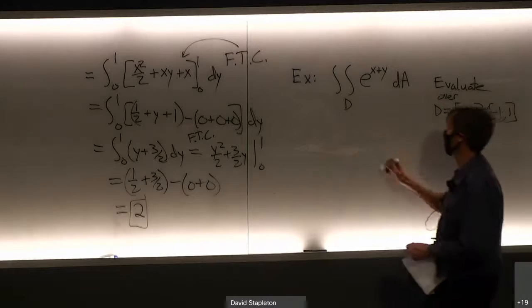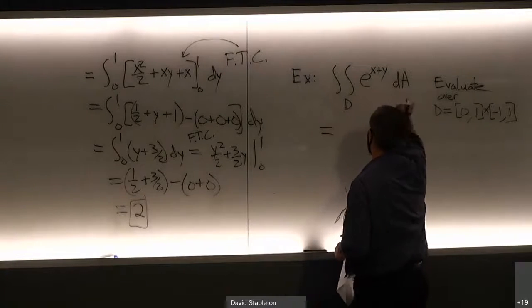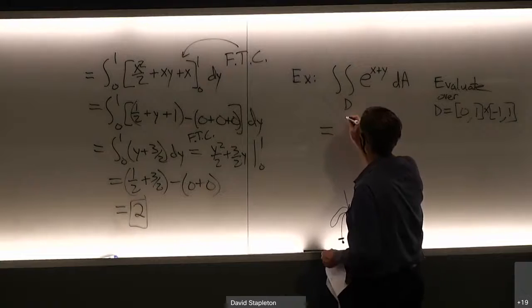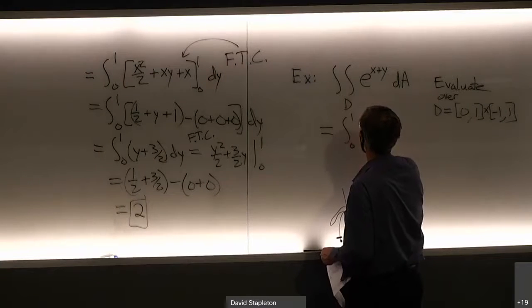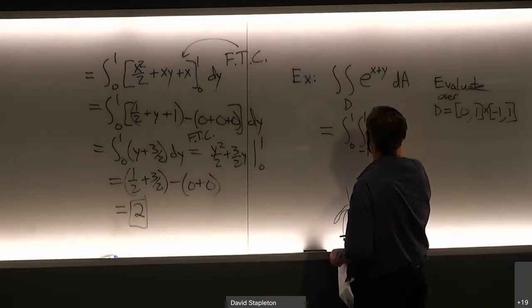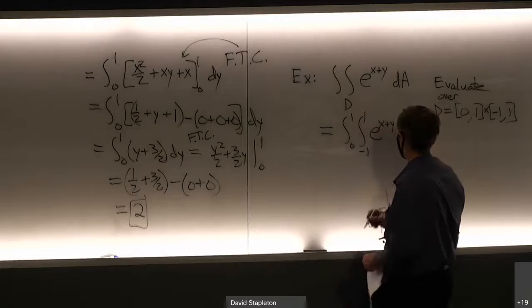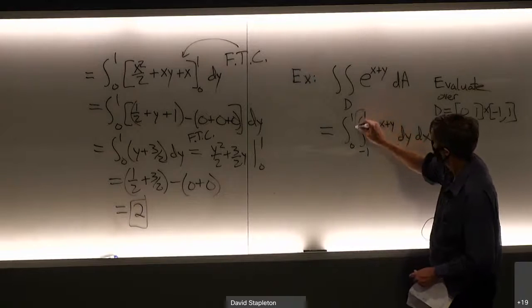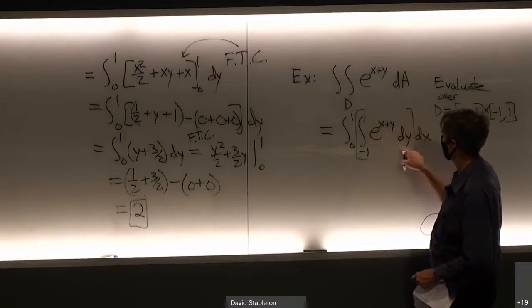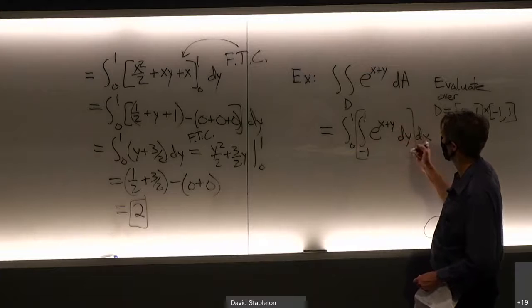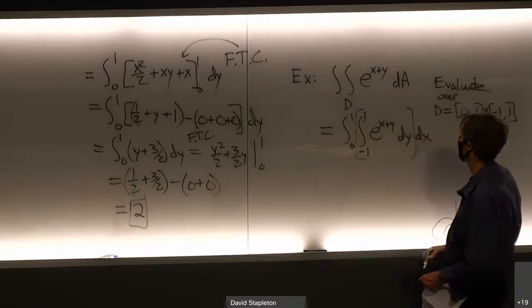Fubini's theorem says I rewrite it, and I can write either integral on the outside. Let's put x on the outside this time. Integral from 0 to 1 on x, and minus 1 to 1 on y. The integrand, e to the x plus y, dy goes with the minus 1 to 1, and dx goes with the 0 to 1. The idea is the inside integral is this, so these have to be the y endpoints, and then you integrate x between these.